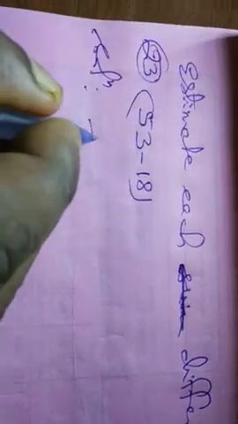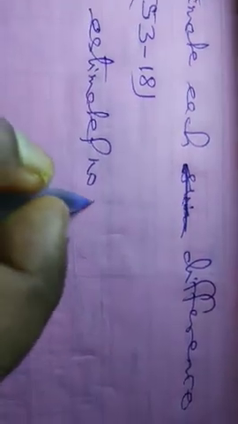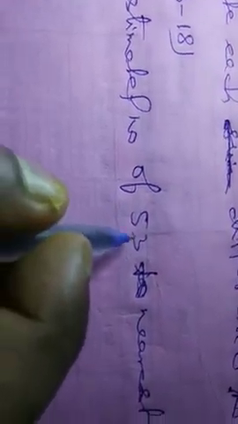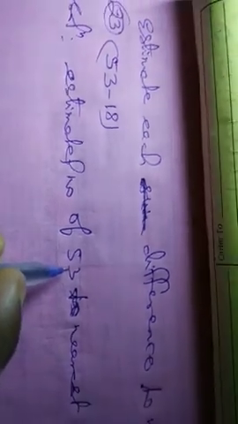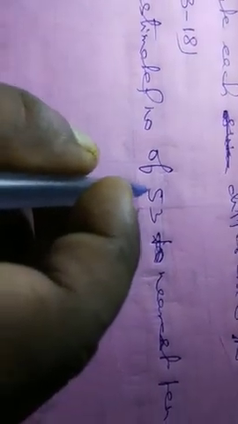Solution. Estimated number of 53 to the nearest 10 is equal to 50, because the digit at the tens place is 5 and the digit at the ones place is 3, and 3 lies in the range between 0 to 4, so 3 is converted into 0 and there is no change to 5, so 50 is here.